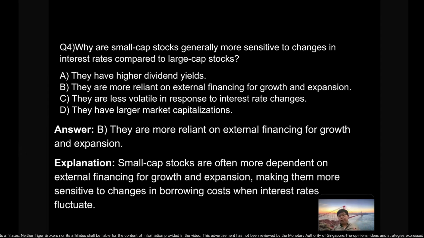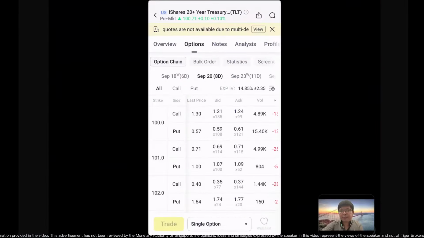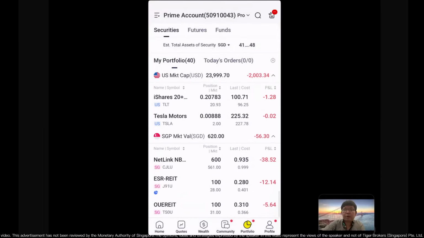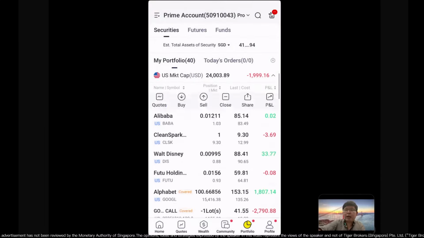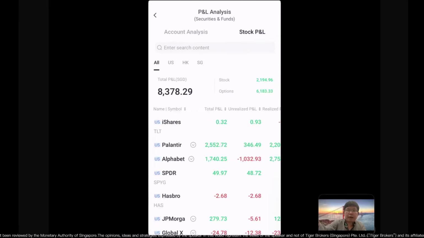Some of the small caps are more dependent on dividend changes. Since we have some time, I will also show you how small cap stocks affect us. Of course we have some big caps and some small caps, and although I'm in red because I always sell options, you all can see my total portfolio is still in green.